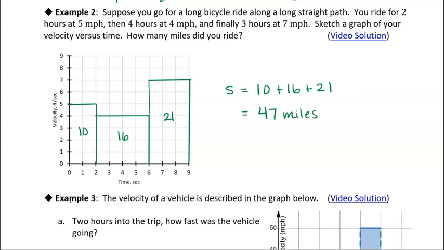So even though our velocity was not constant over the whole time period, the whole 9-hour bike ride, because we were going at a constant rate over each one of those intervals from 0 to 2, 2 to 6, and 6 to 9, we can just break it down into those intervals and find the distance over each time interval, and then we'll just add them up.